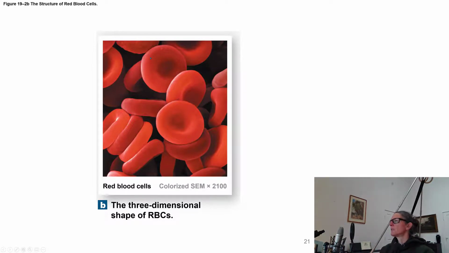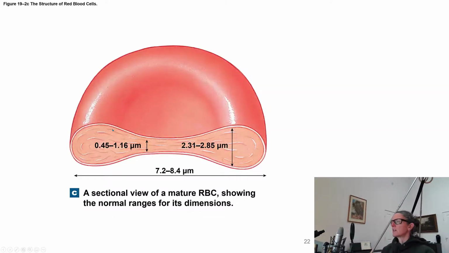Not only is it optimized for carrying oxygen and dissolved gases and exchanging gases across the surface, but it's also optimized for being able to move in very small spaces. So if you take a cross-section of one of these things, you see it's thick on the outside, thinner in the center, and it can range anywhere between 7.2 and 8.4 micrometers, and that varies, of course, for red blood cells.